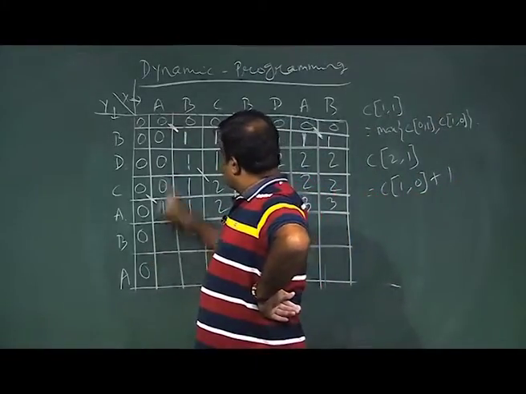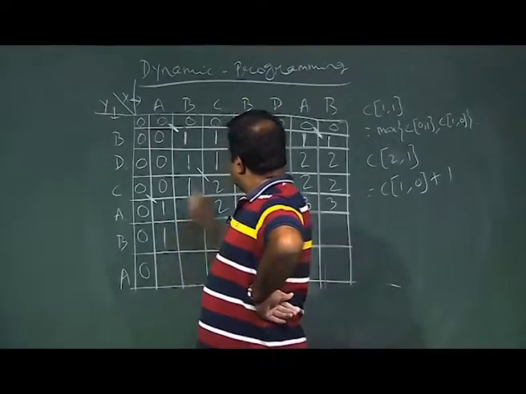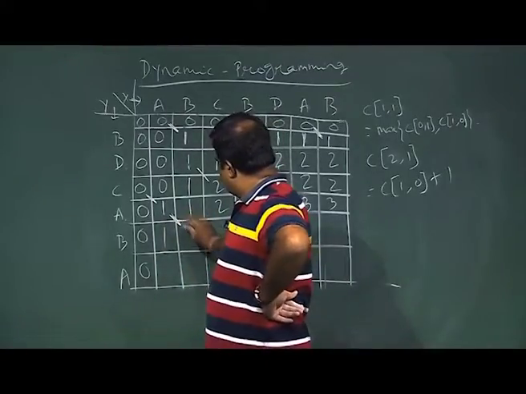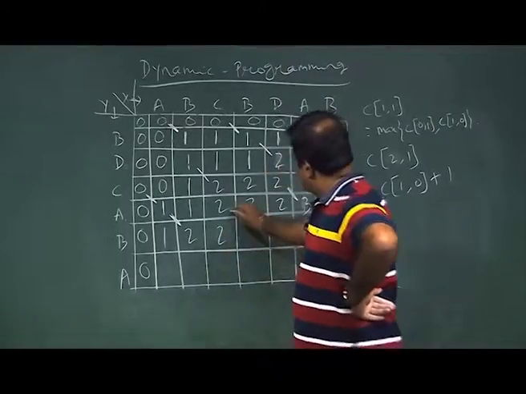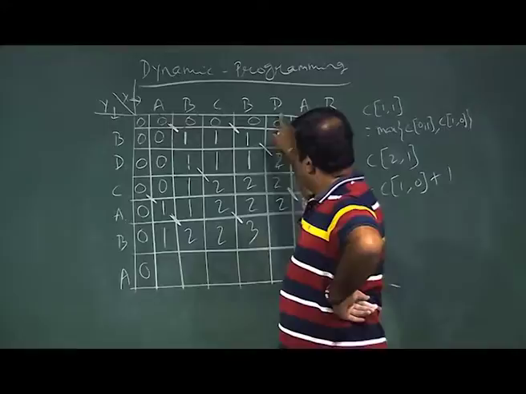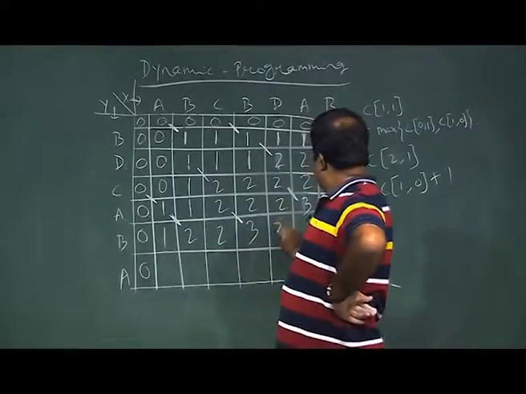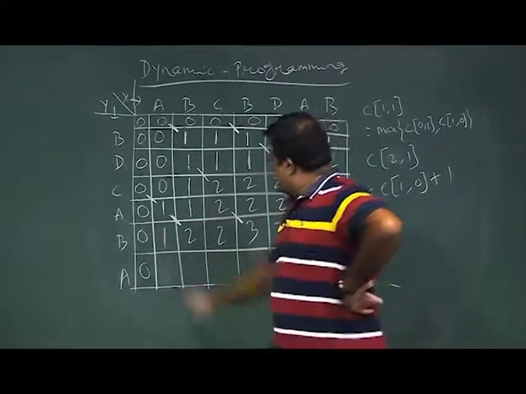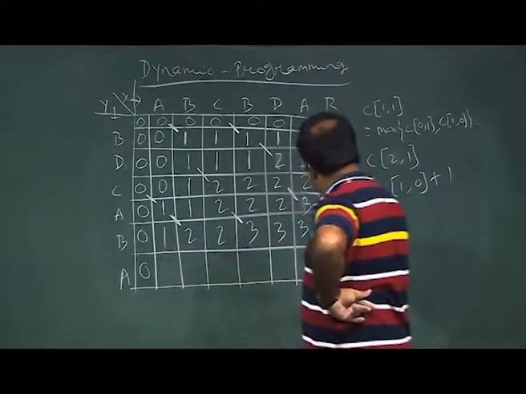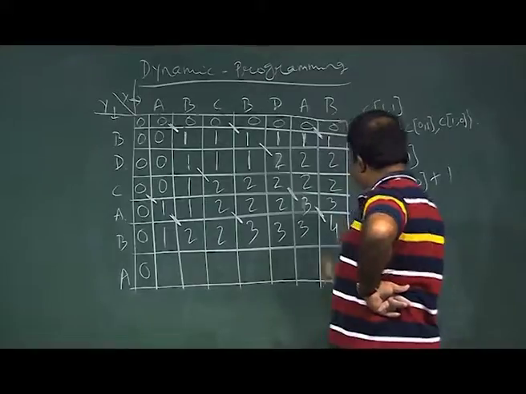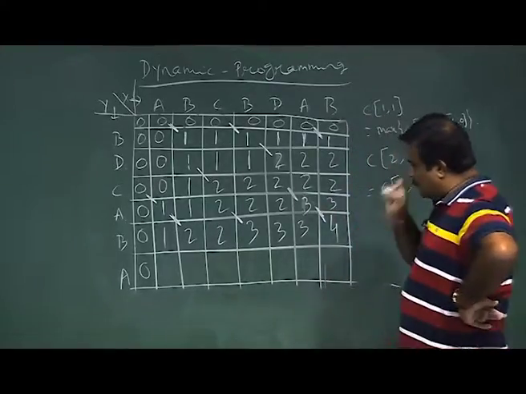So these two are not the same, so the maximum of these two is 1. These two are the same, so it will be 2. These two are not the same, so the maximum is the same, it will be 3. These two are not the same, so 3. These two are not the same, again 3. Now these two are the same, so it will be this plus 1, which is 4.